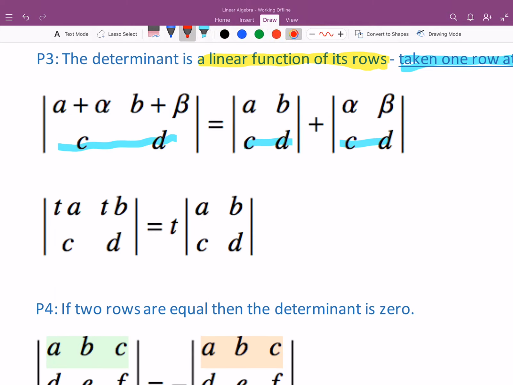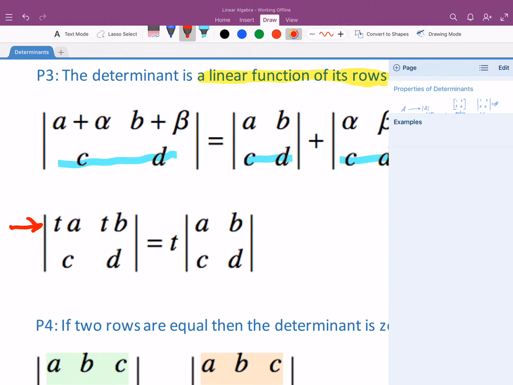The other part of linearity comes from factoring out a scalar from a single row. So I can factor out a scalar from a single row. Here the first row is tA, tB. I could factor out t, and the determinant basically multiplies that scalar to keep things unchanged. So these are the three defining properties of the determinant.